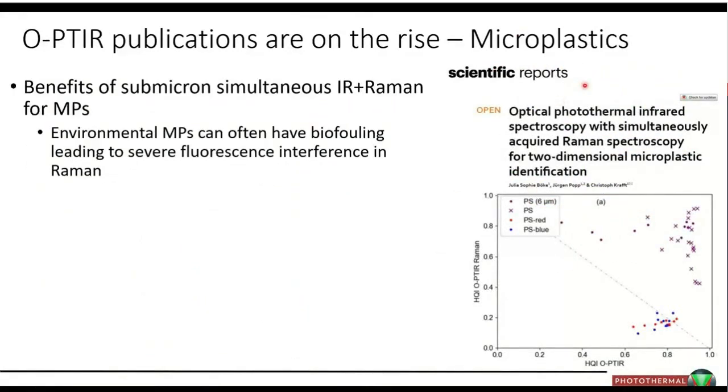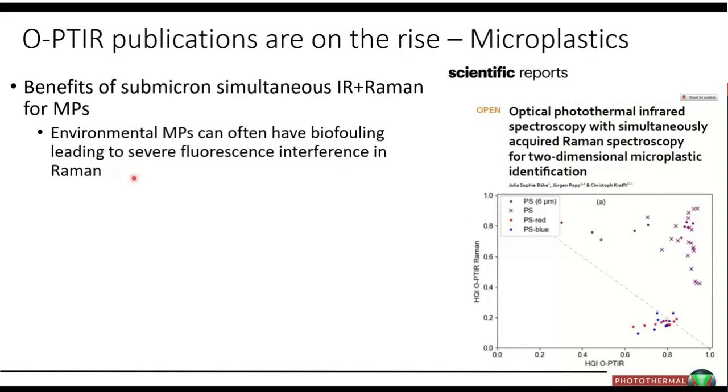Another recent and exciting microplastics paper came out from the Christoph Kraft group in Jena in Germany, and he used simultaneous infrared and Raman, but really novelly combined hit quality indexes in a two-dimensional format. Each spectrum was searched against a reference database, and their hits were plotted in one direction for Raman and O-PTIR, or infrared, in the other direction. That was able to help them overcome a few of these issues. Some of those issues are listed here.